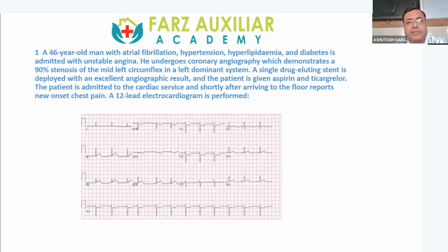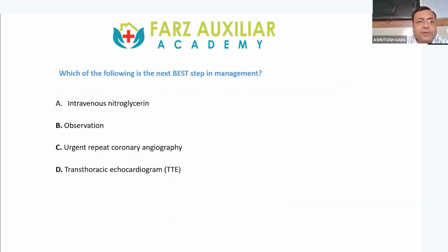The patient is admitted to the cardiac services. Shortly after arriving to the floor, he reports new onset chest pain. A 12-lead ECG is performed, which is in front of you. I will first show the question, then I will show the screen again of the ECG. Which of the following is the next best step in the management? IV nitroglycerin, observation, urgent repeat coronary angiography, transthoracic echocardiography.